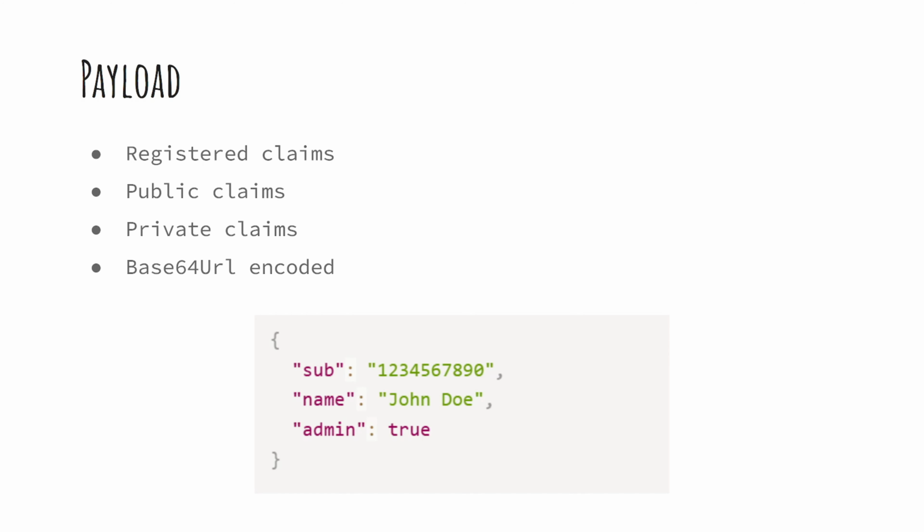Public claims, custom claims that can be defined freely but should use collision-resistant namespaces or be registered with the IANA JWT registry. Private claims, user-defined claims for exchanging information between specific parties that aren't part of registered or public claims. The payload is then base64 URL encoded to form the second part of the JSON Web Token.